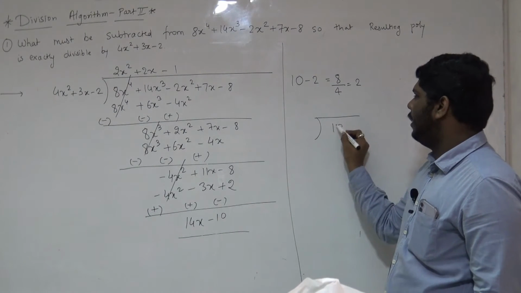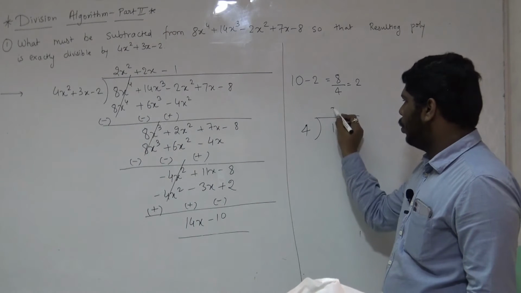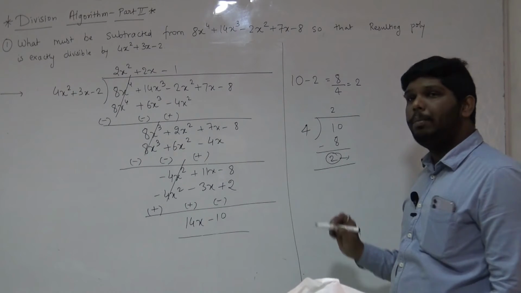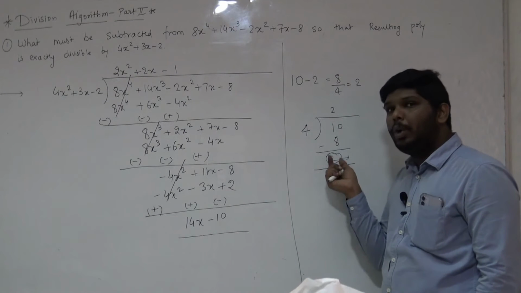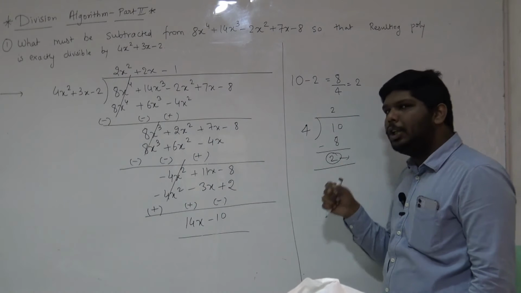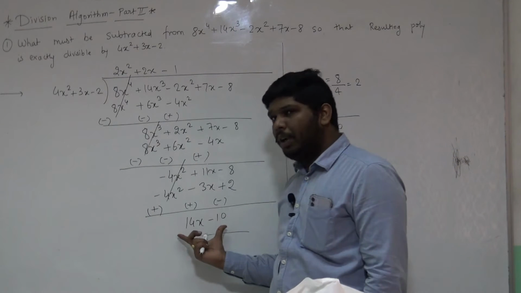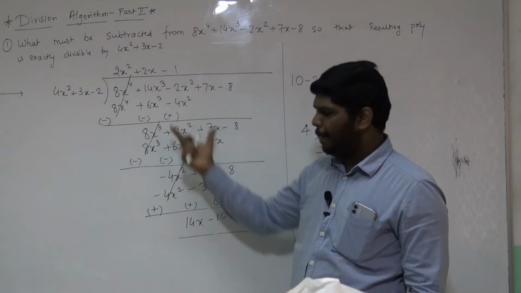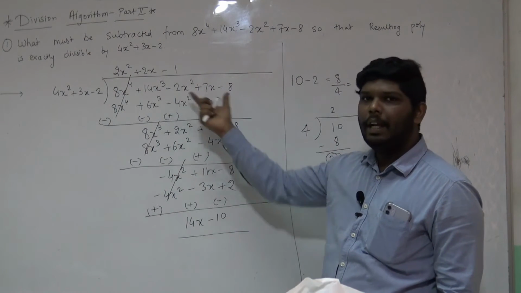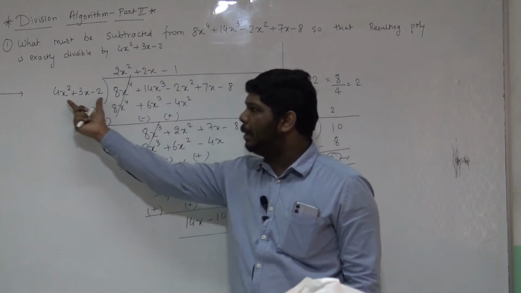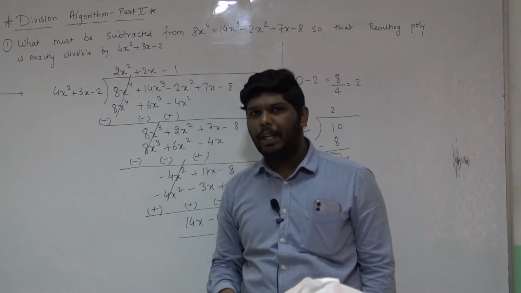But in terms of division, how did we do it? We said 10 is there, we divided it by 4. So 4 2s are 8, correct? Remainder is 2. So this 2 was extra for me. So that remainder we are going to subtract from the dividend. In short, whatever is the remainder, that quantity has to be subtracted from the dividend, so that whatever is the result, it will be exactly divisible by 4x square plus 3x minus 2.